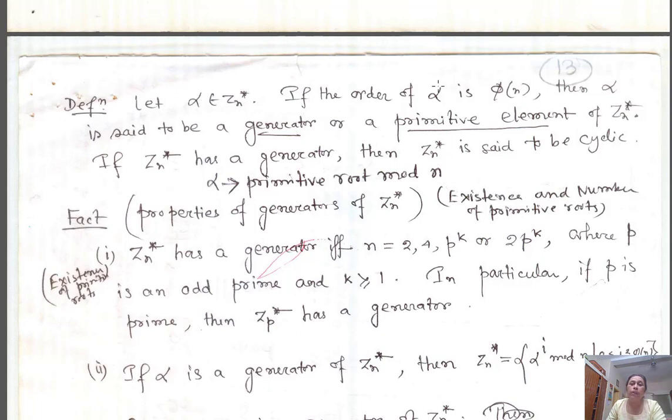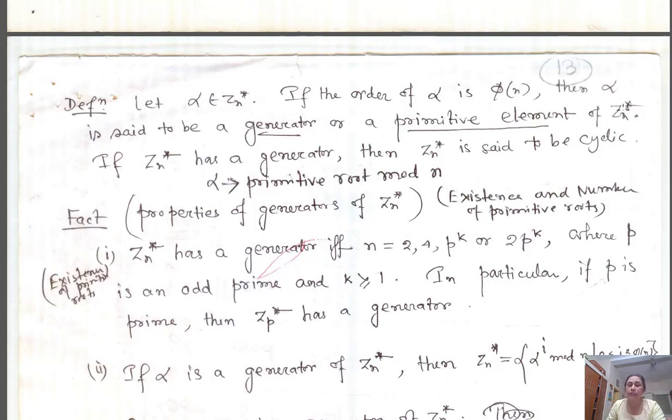Now, if alpha belongs to Zn star, alpha to the power phi n is always congruent to 1 modulo n. That is Euler's theorem. Now, if the order of alpha is phi n, then alpha is said to be a generator or primitive element of Zn star.